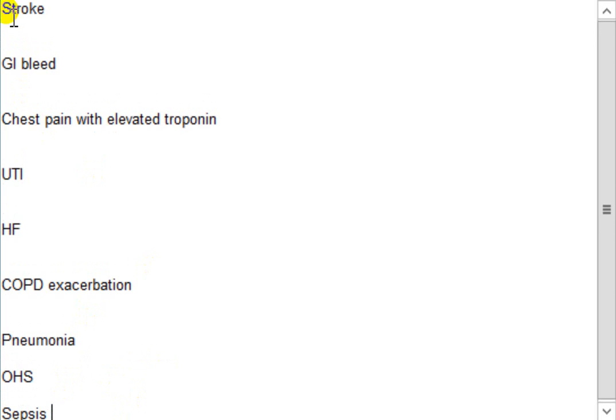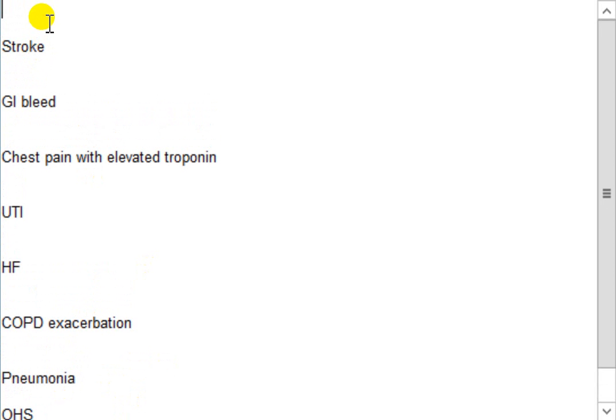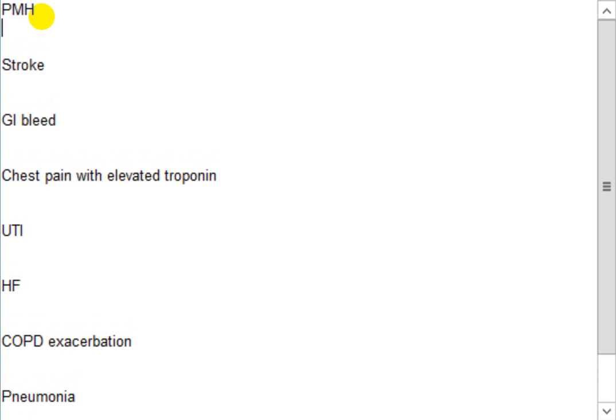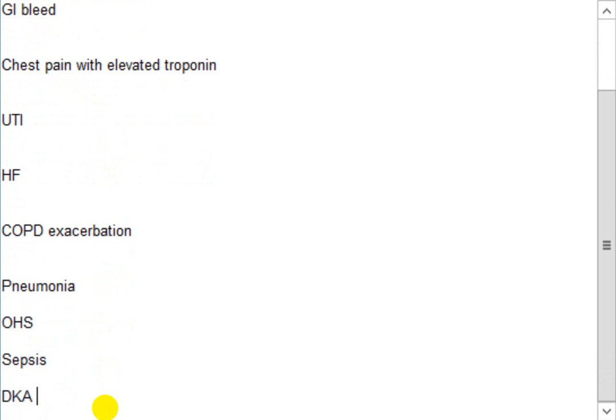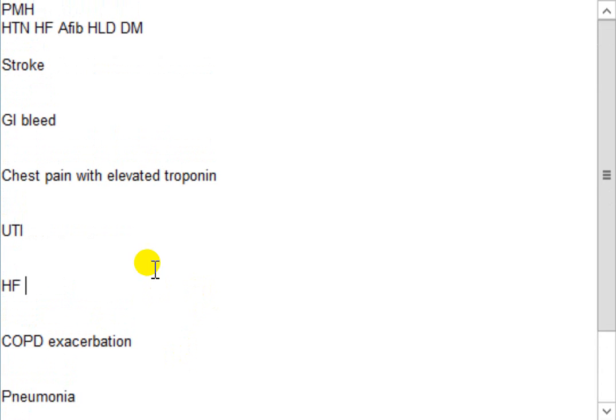So every patient usually has some sort of stable past medical history background. Past medical history could be anything. Common ones that I see are hypertension, heart failure, AFib, hyperlipidemia, and diabetes. Also, another common presentation is DKA with the diabetic. So these are the common things that we need to master.